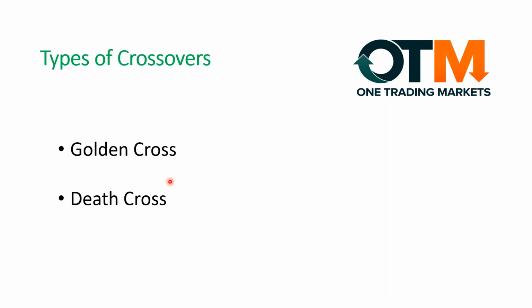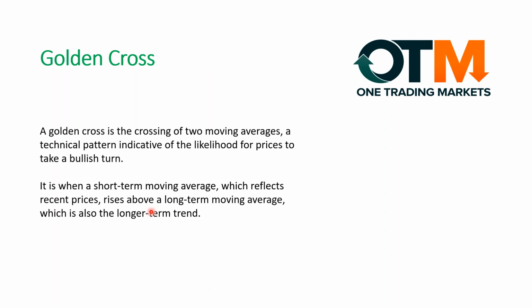All right. Let's talk about the golden cross and the death cross. Now these terms, what do they mean? Let's start with the golden cross. A golden cross is a crossing of two moving averages, which basically indicates that the trend will go bullish.